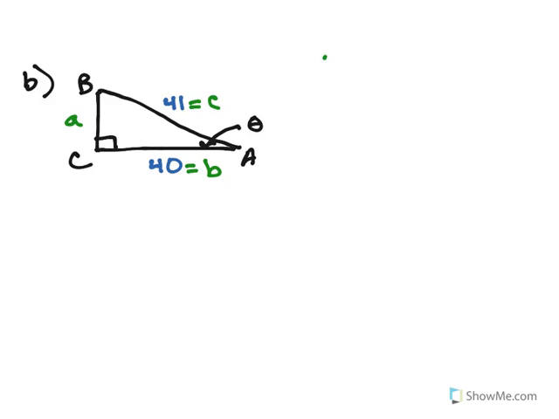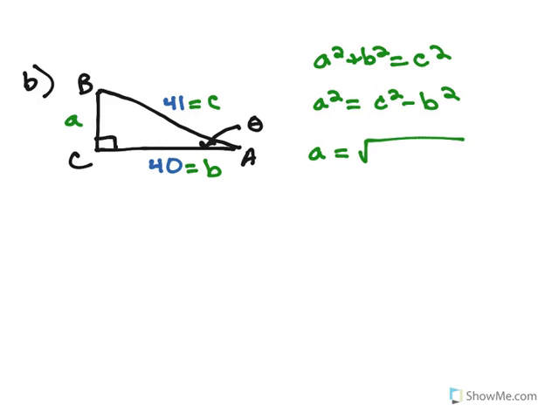This means I'm going to have to rearrange the Pythagorean theorem to solve. So if the Pythagorean theorem is a squared plus b squared equals c squared, and I want to solve for a, then a squared equals c squared minus b squared, and a equals the square root of c squared minus b squared.